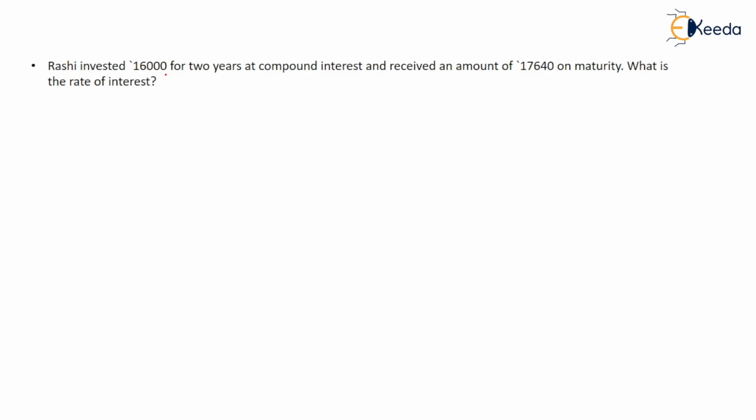Now, this is the question where you have to find the rate of interest. I told you the limitation of that formula. So here you have to apply the traditional formula. Rashi invested rupees 16,000. So this is your principal. At compound interest and received an amount of 17,640 at maturity. Okay. After 2 years, she is receiving this much. She invested this much. What is the rate of interest? Okay. This is asked to you.